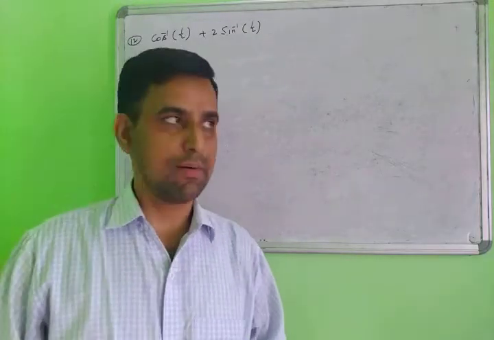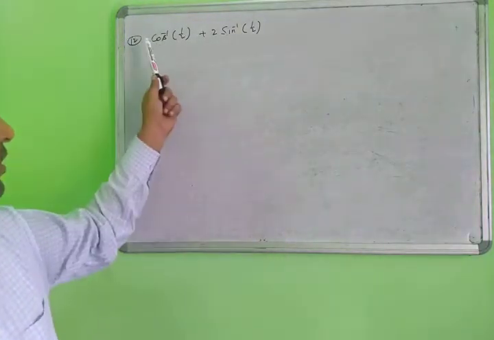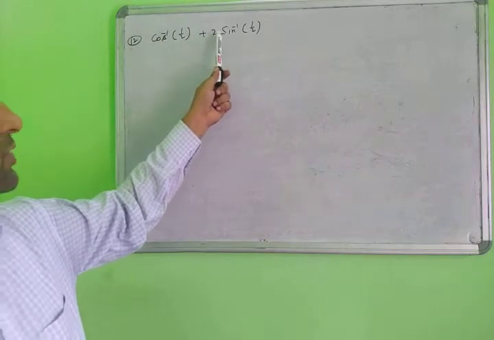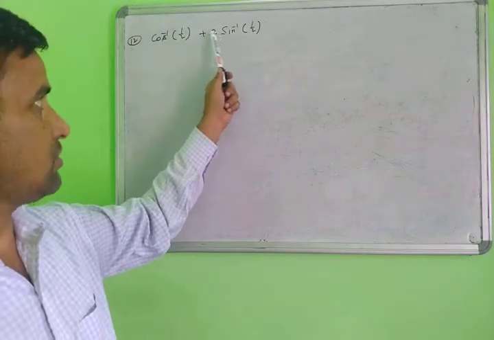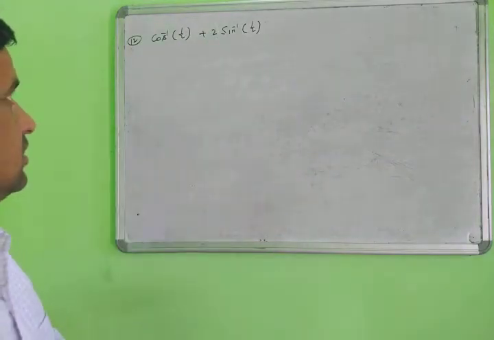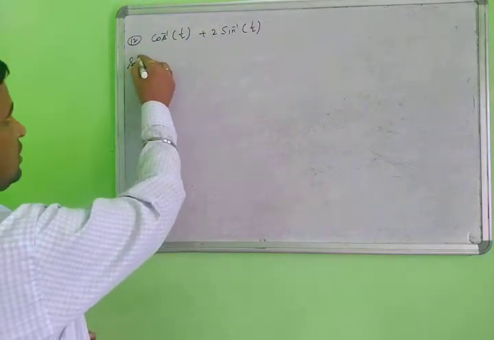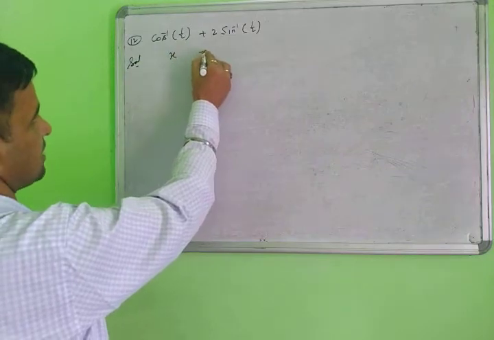Yes class, next I am taking question number 12: cos inverse 1 by 2 plus 2 sin inverse 1 by 2. The question is similar, but here there is a coefficient such as 2, 3, 4 or any fraction. How do we solve it? Yes, now the solution. Suppose this is x plus 2y.